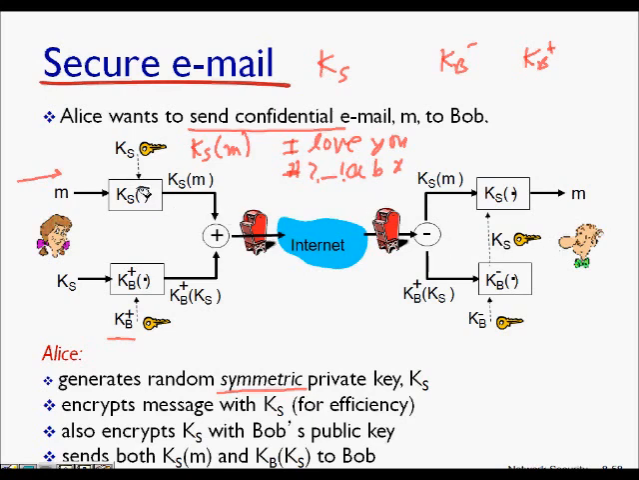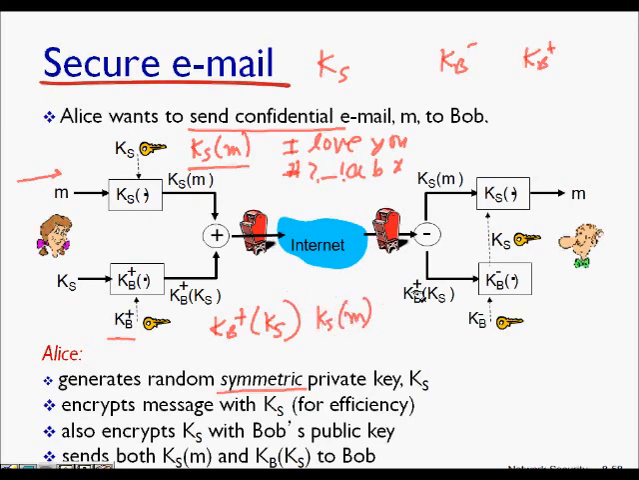Why she wants to encrypt this with the shared secret key is because it's much cheaper computationally to use a symmetric key. So this large love letter has been encrypted with the shared secret key, which is much cheaper computationally. Then she uses the public key of Bob to encrypt the shared secret key by which she has encrypted this message. And now she sends KB plus of KS, the encrypted symmetric key, and the message encrypted with the symmetric secret key.